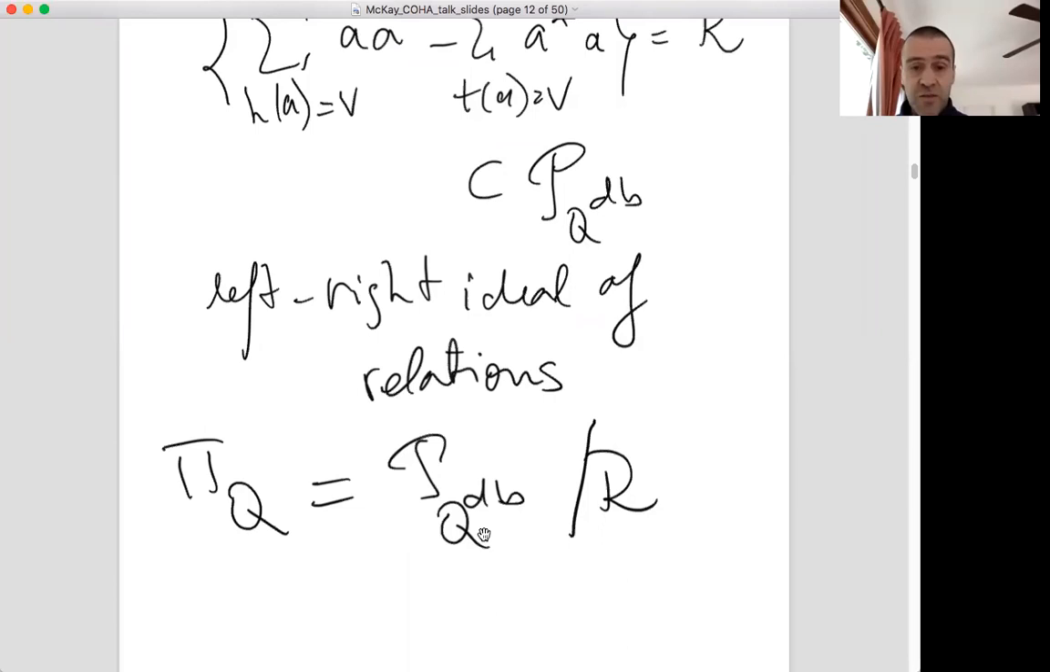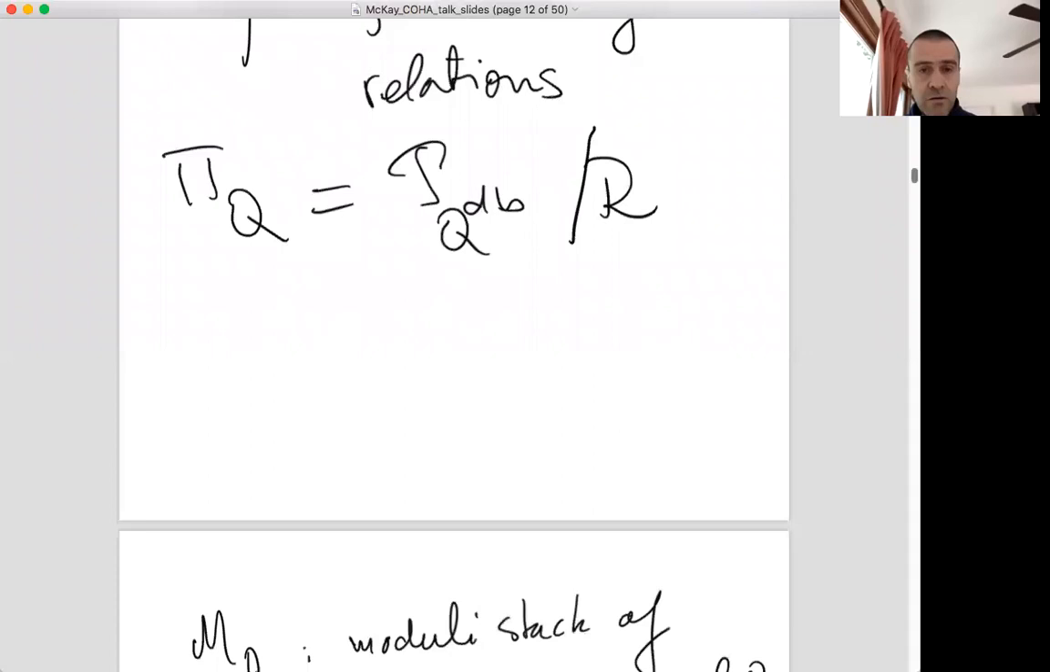Now, for a very good reason which I'm going to suppress, these relations are often called moment map relations, because when you look at representations, you're really taking a holomorphic symplectic quotient. But in the abstract sense, you just do this algebraic construction. So this is the preprojective algebra for any finite quiver Q.